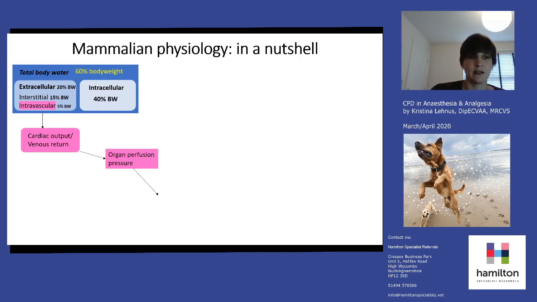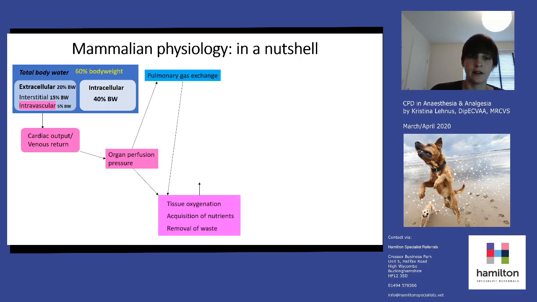which is the component that is going to affect our cardiac output and venous return, which are basically the same thing. Cardiac output is the amount of blood that's ejected by the heart, and venous return is that which gets back to the heart, and they should be the same. That then permits organ perfusion, so the blood is being pumped around the body, and then we've got pulmonary gas exchange, which of course the lungs are also an organ that has blood being pumped through them. They then feed back into the bloodstream the oxygen that they've taken up, and they remove the CO2.